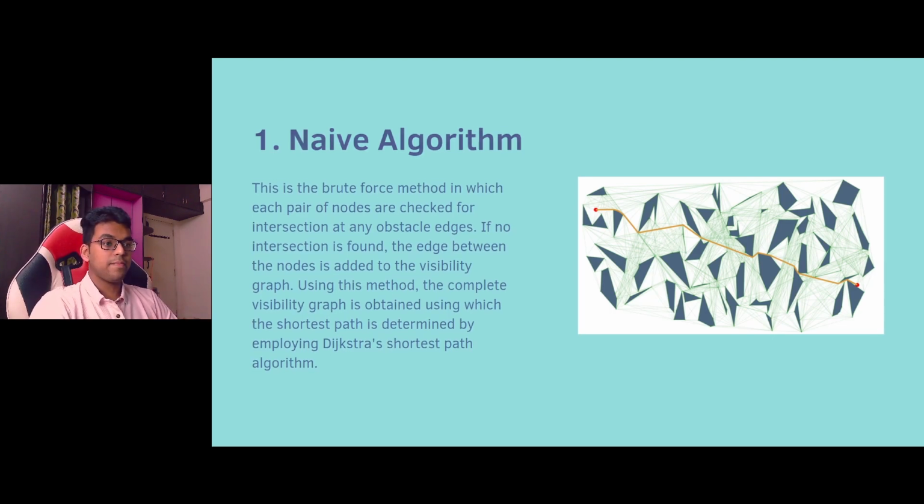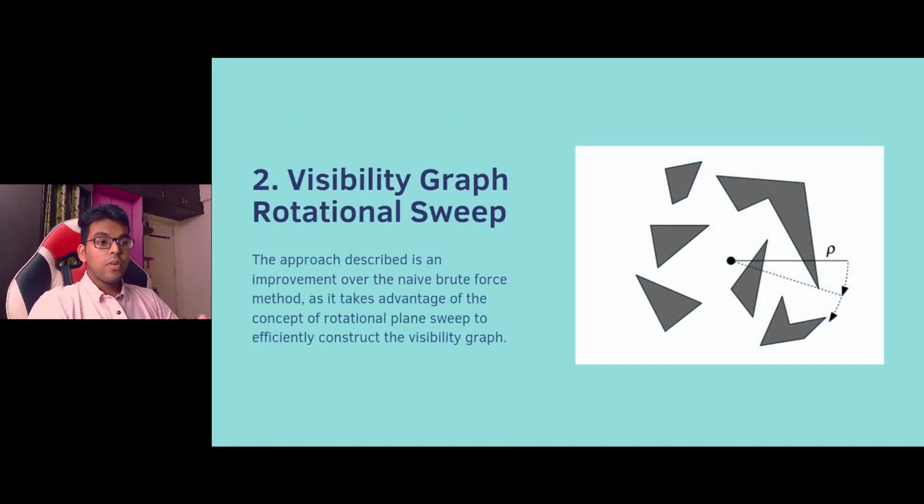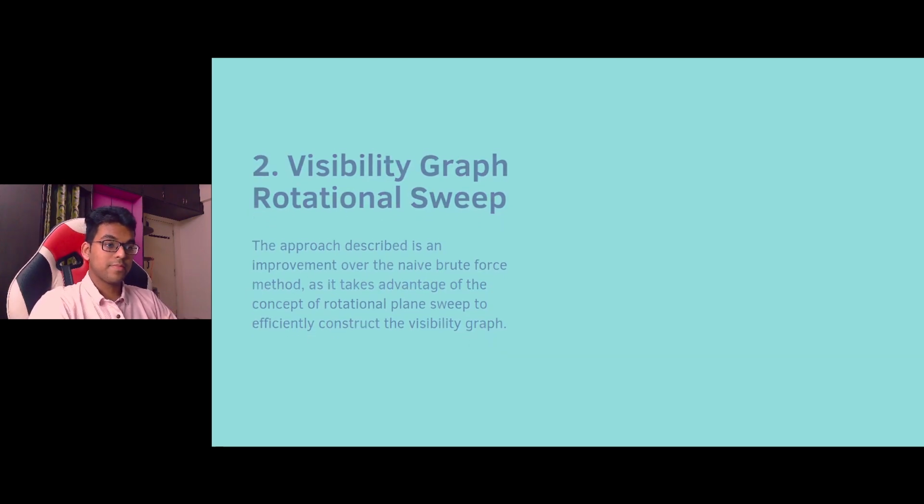A more sophisticated and optimized algorithm is the visibility graph rotational sweep, which is an improvement over the brute force method, as it takes advantage of the concept of rotational plane sweep to efficiently construct the visibility graph.